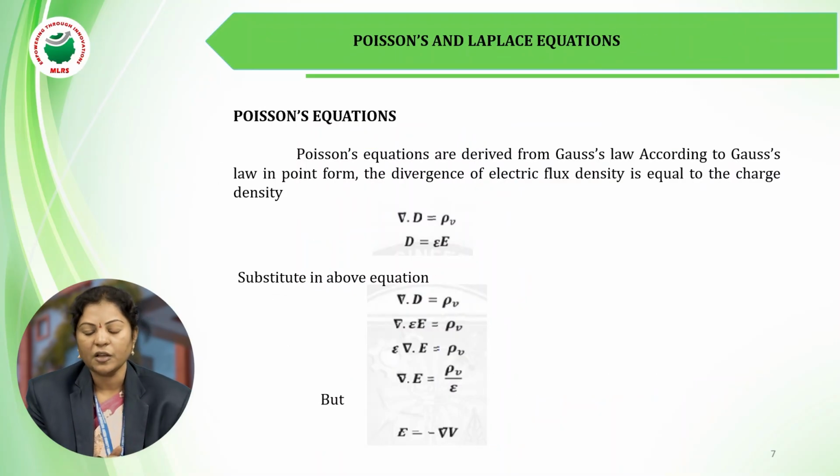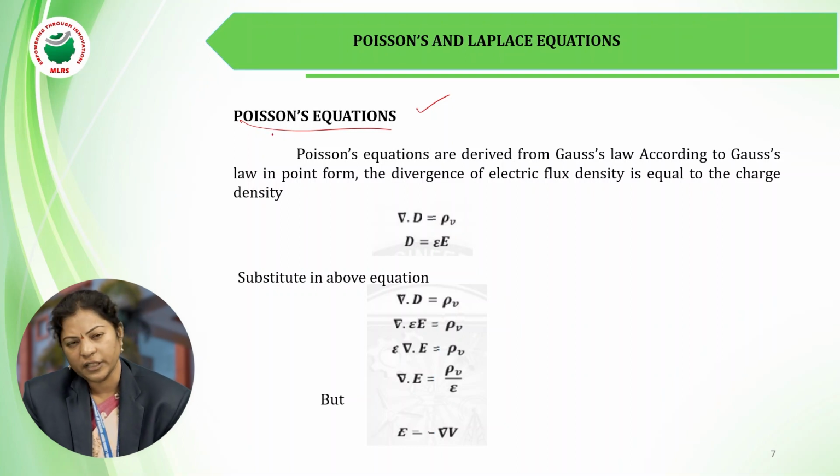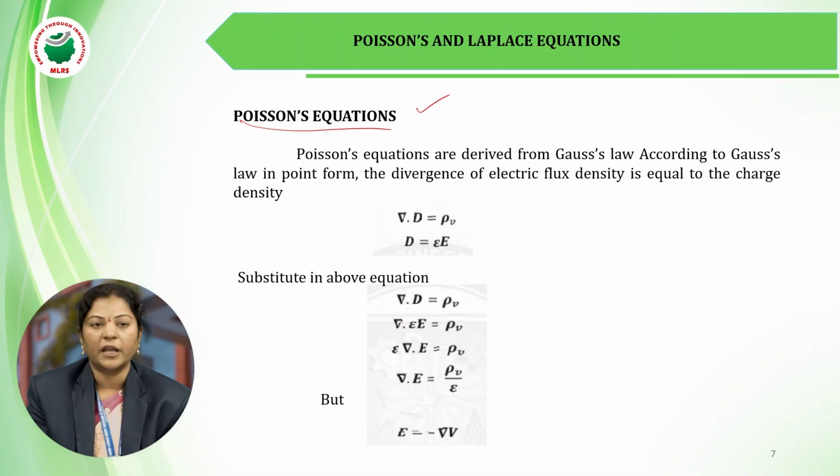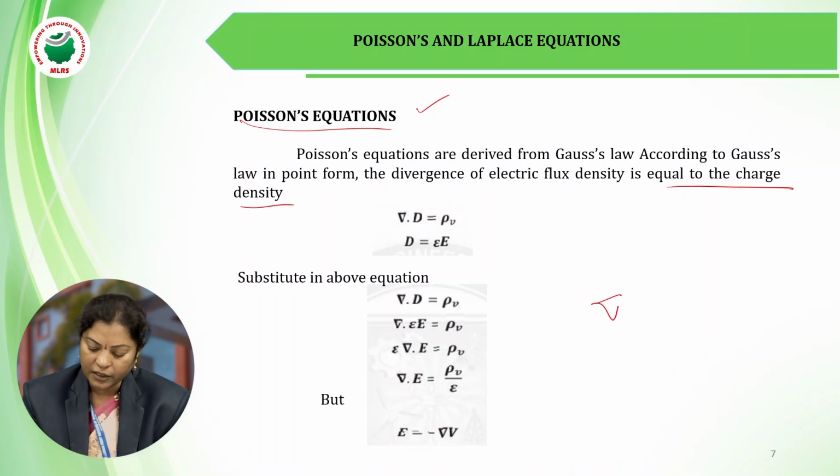Next we'll see the Poisson's and Laplace equations. In that part, we'll first see what the Poisson equation is. This Poisson equation is also derived from the Gauss law. According to Gauss law, the divergence of the electric flux density is equal to the charge density, that is del dot D equal to rho v.